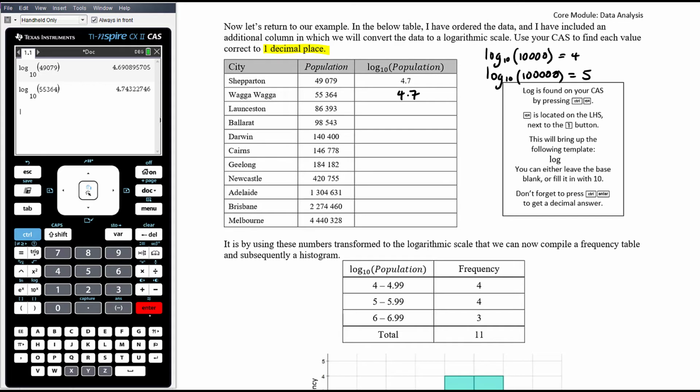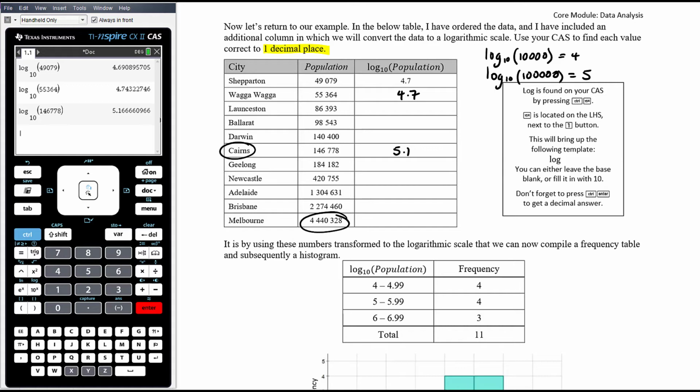Okay, so let's say jump ahead to this Cairns one. So log base 10 of 146,778. Now I know that 146,778 is between 100,000 and a million. So that's between 10 to the power of 5 and 10 to the power of 6, which means the log value should be somewhere between 5 and 6, which it is, 5.1. Makes sense that it's a low decimal. It's much closer to 100,000 than it is to a million.